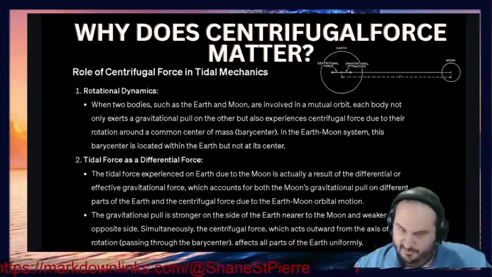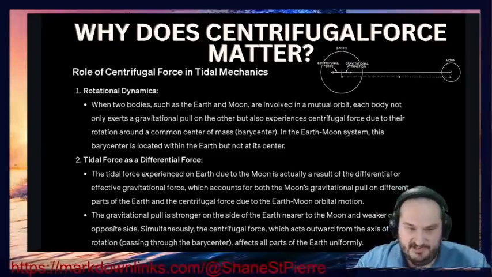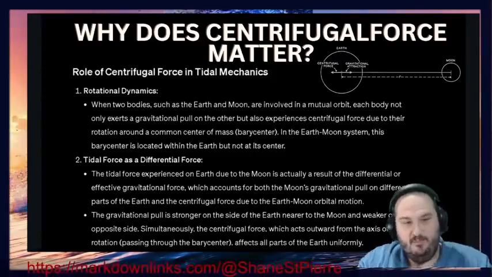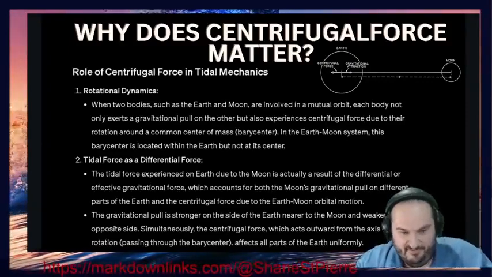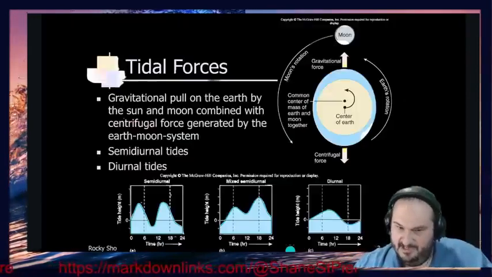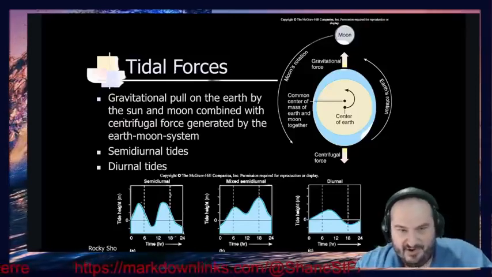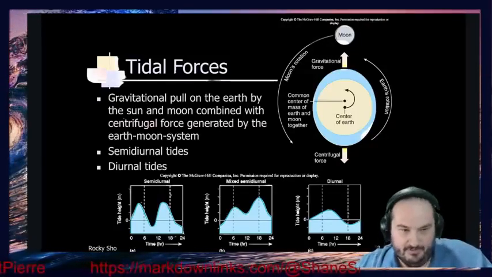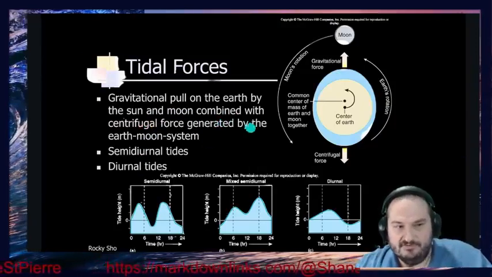The gravitational pull is stronger on the side nearer to the moon and weaker on the opposite side. Simultaneously, the centrifugal force is directed outward from the axis of rotation through the barycenter, and it affects all parts of Earth uniformly. So essentially, this is required to balance and keep the tidal forces in check. If we don't have this, we don't have a tidal bulge from the moon at all, right? This is combined with the centrifugal force.